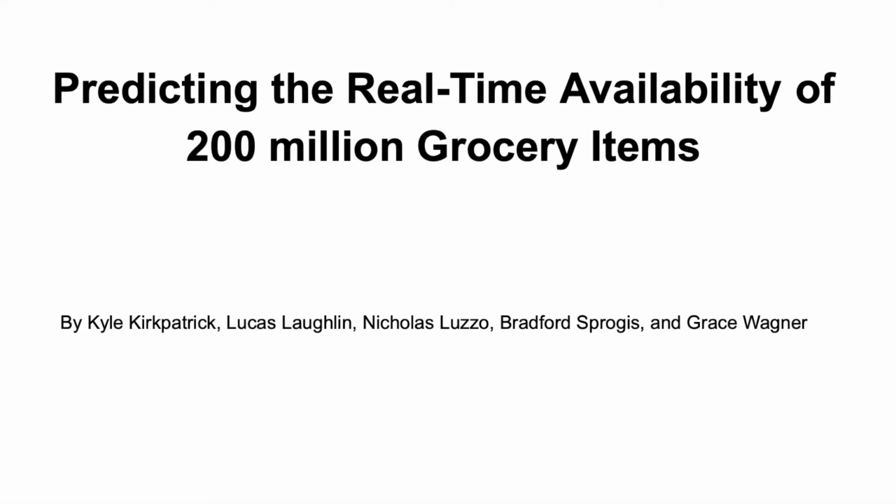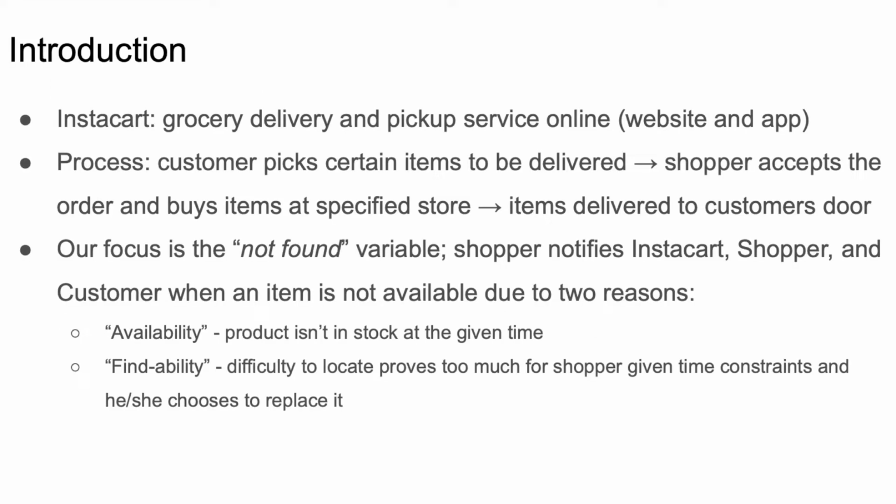Instacart is an American grocery delivery and pickup service. Customers choose items they want from a particular store through the website or app, and a shopper will accept the order, shop for the specified items, and deliver them to an address.